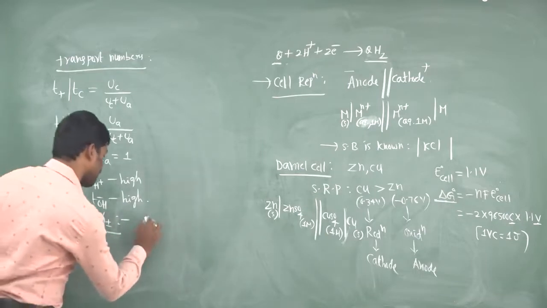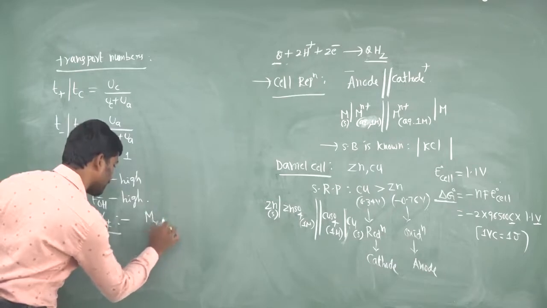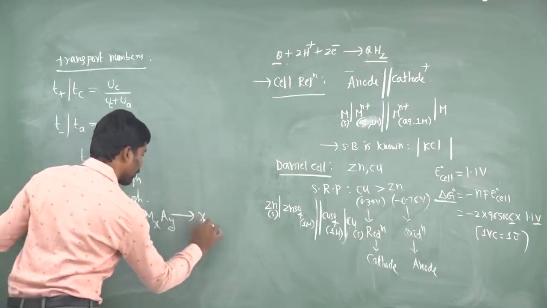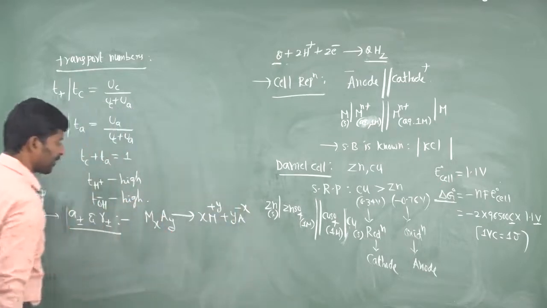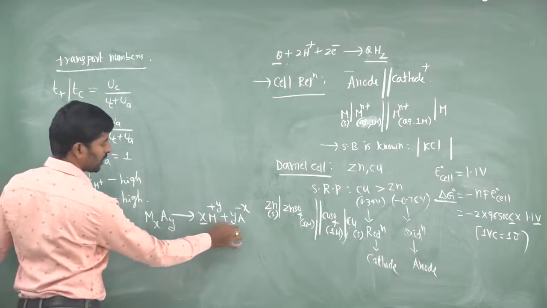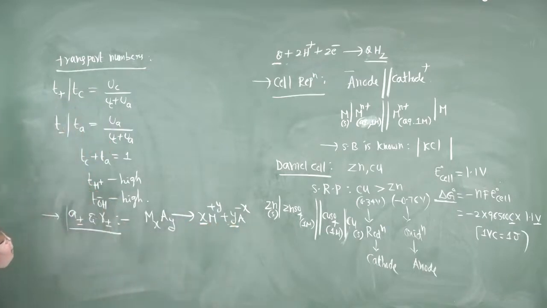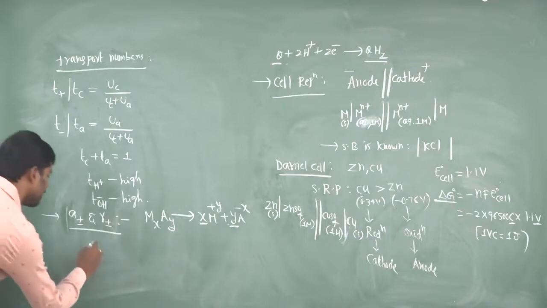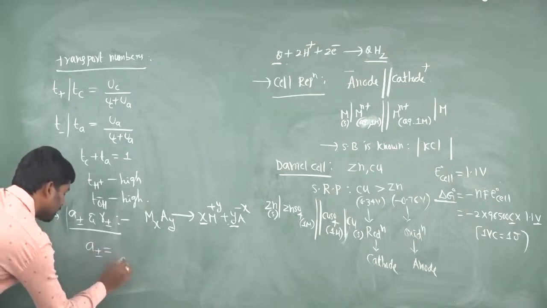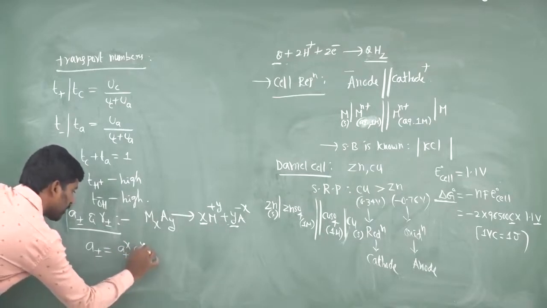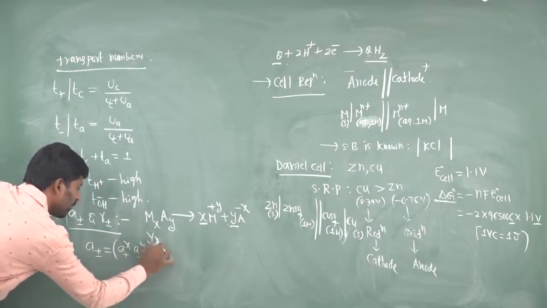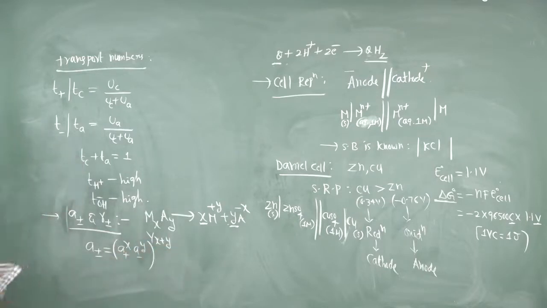So the formula: if you take an electrolyte MxAy, it undergoes decomposition to give x moles of cations and y moles of anions. So the stoichiometric numbers of cations and anions are x, y. Then a plus or minus is given as a plus power x, a minus power y, whole power 1 by x plus y. That is the formula for mean ionic activity.